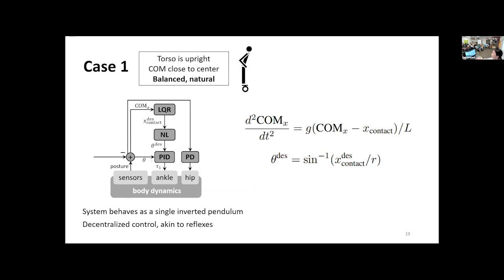So we have a separate loop for the hip and for the ankle. In this one, the 2 controllers don't need to coordinate. So we just put a PD controller on the hip that makes it stiff. And then you can go back to kind of single inverted pendulum ideas.